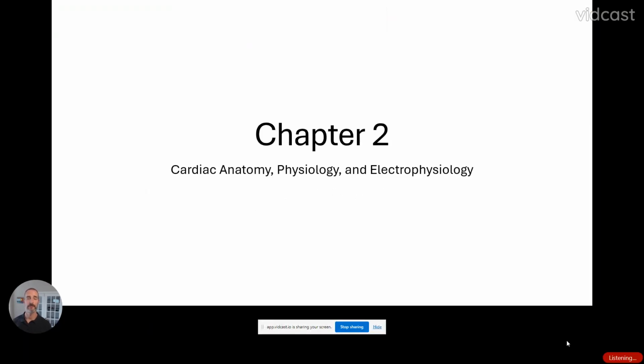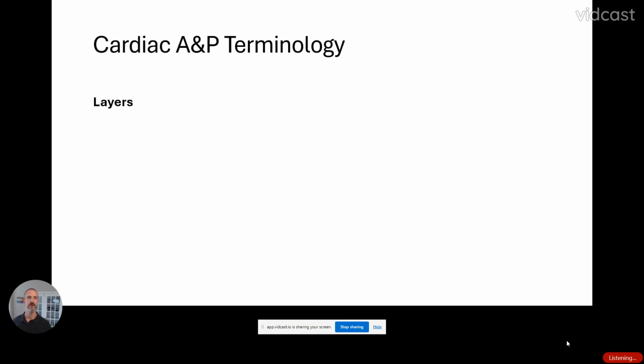Welcome back to Chapter 2 of Basic EKG Interpretation for Healthcare Providers. I'm going to talk to you a little bit about cardiac anatomy, physiology, and electrophysiology, and that'll set us up for success getting into Chapter 3, where we actually get into graph paper and the PQRST complex and what those waveforms actually mean.